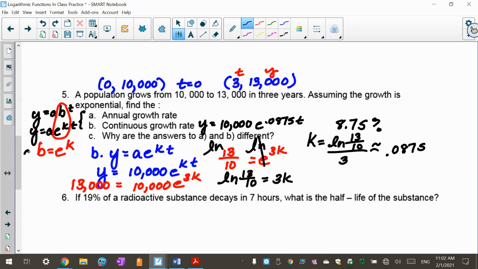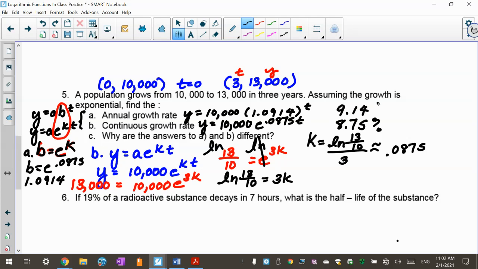Now for the A, I'm going to put the A over here. You basically are saying b equals e to the k because you're converting to the other formula, and you already know a is 10,000, so I put b equals e to the 0.0875 in my calculator. When I do that, you're going to get 1.0914. So my formula here is y equals 10,000 times 1.0914 to the t. So you converted that, and then when I get rid of the 1 and move my decimal place, it's 9.14%. You can do the other one first, but to me that's easiest.